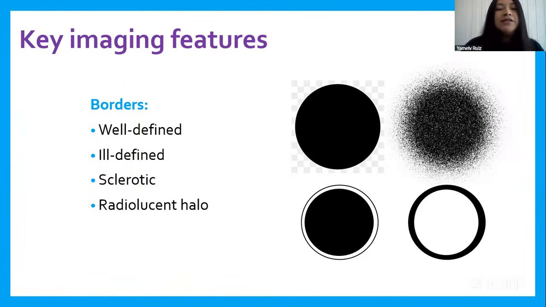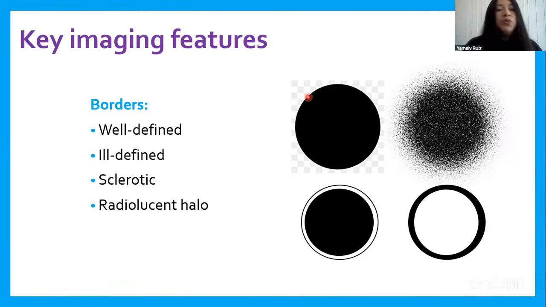The first is well-defined border. A well-defined border is when we can see the clear difference between the lesion and the other tissues. I put this example with this circle. You can see with only your view where this circle begins and where it finishes. So that's the meaning of well-defined border.